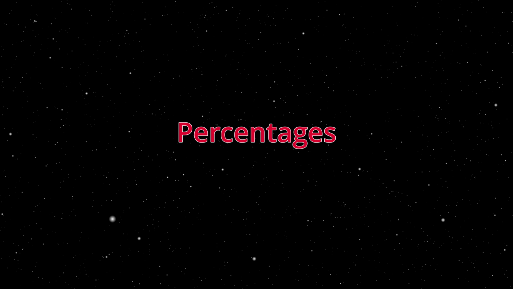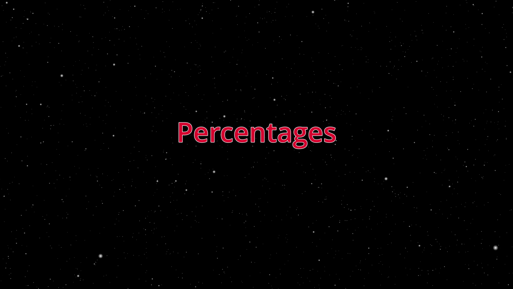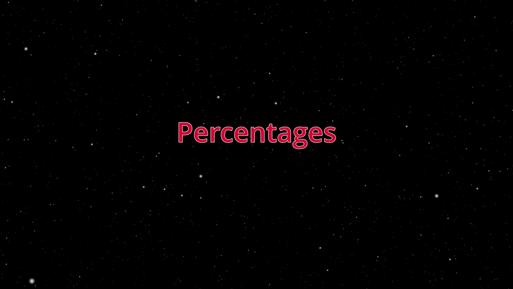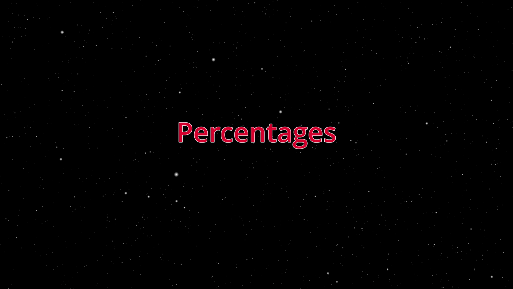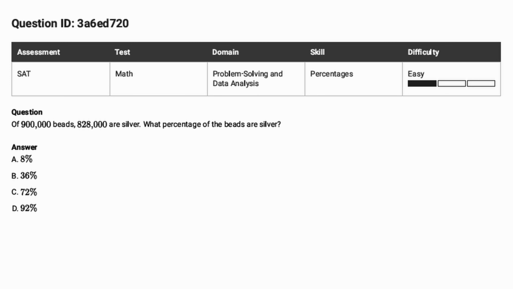Now we have percentages, which is pretty doable on the Desmos side of things, but it's also good to know how to do it without Desmos. So here's the first question. Of 900,000 beads, 828,000 are silver. What percentage of the beads are silver?